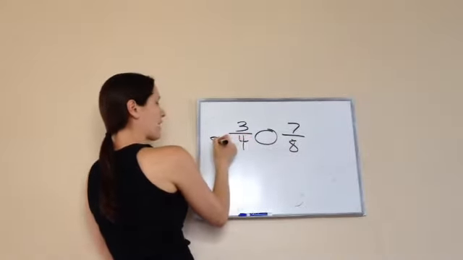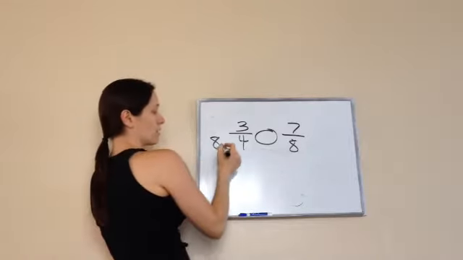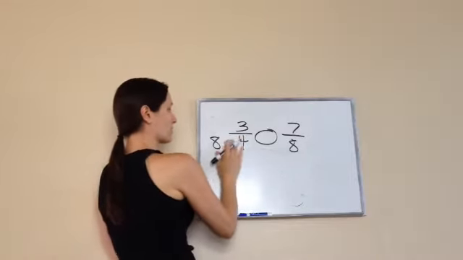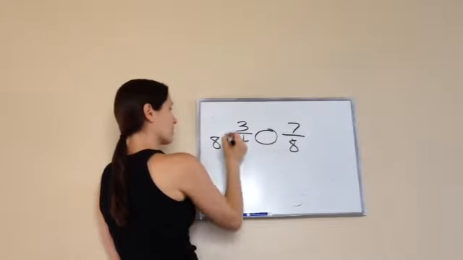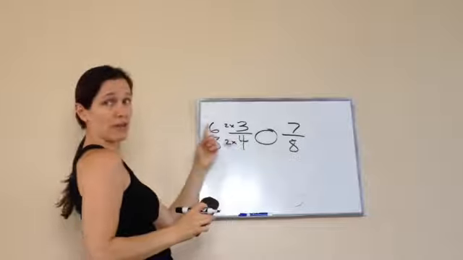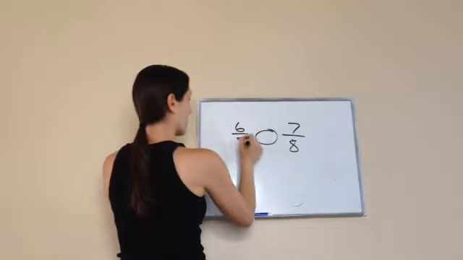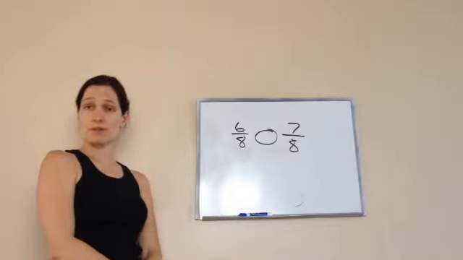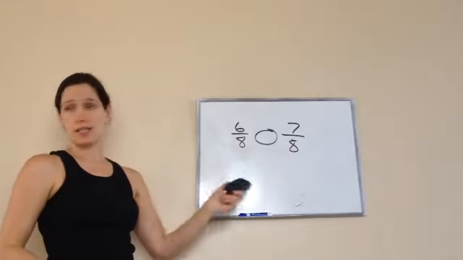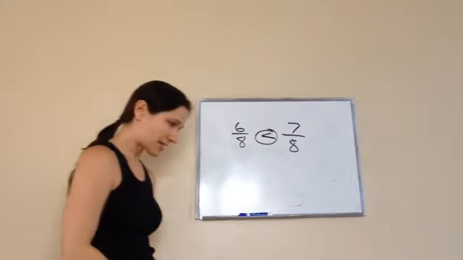So to get from 4 to 8, what did I have to do? 4 times 2. Times 2 it, okay. 3 times 2 equals 6. So is it fair for me to take 3/4 and make it 6/8? Yes. Okay, now, which one's bigger? 7 slices out of 8 or 6 slices out of 8? 7. Got it? Yep. That's lesson 116.